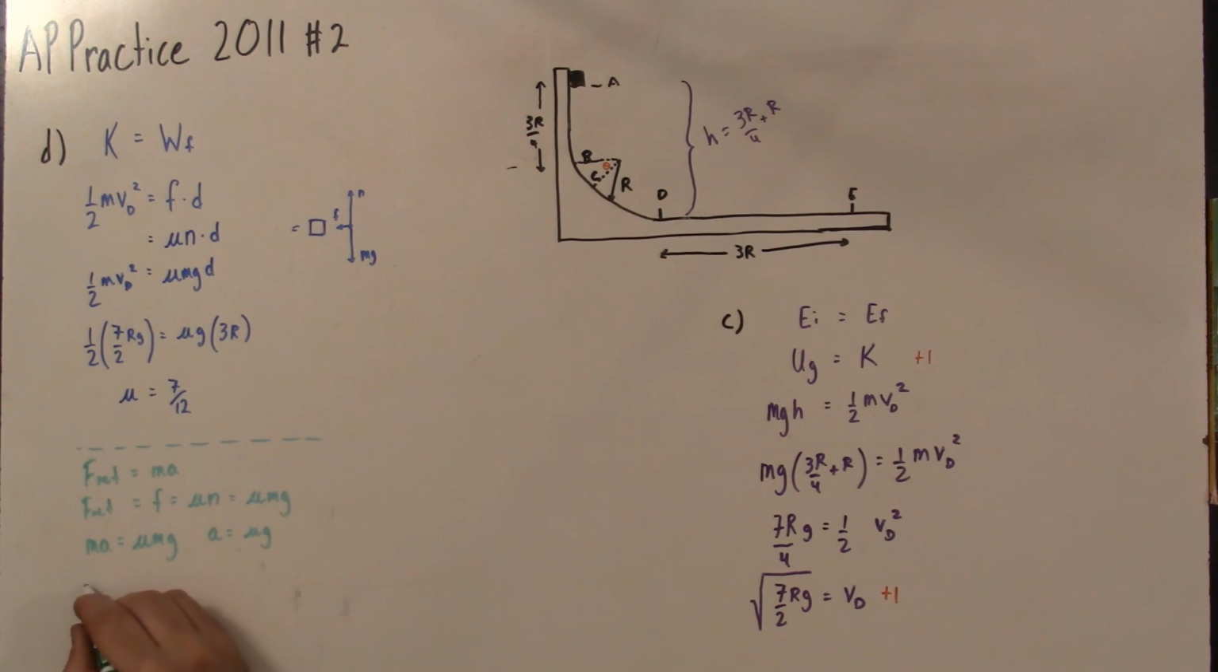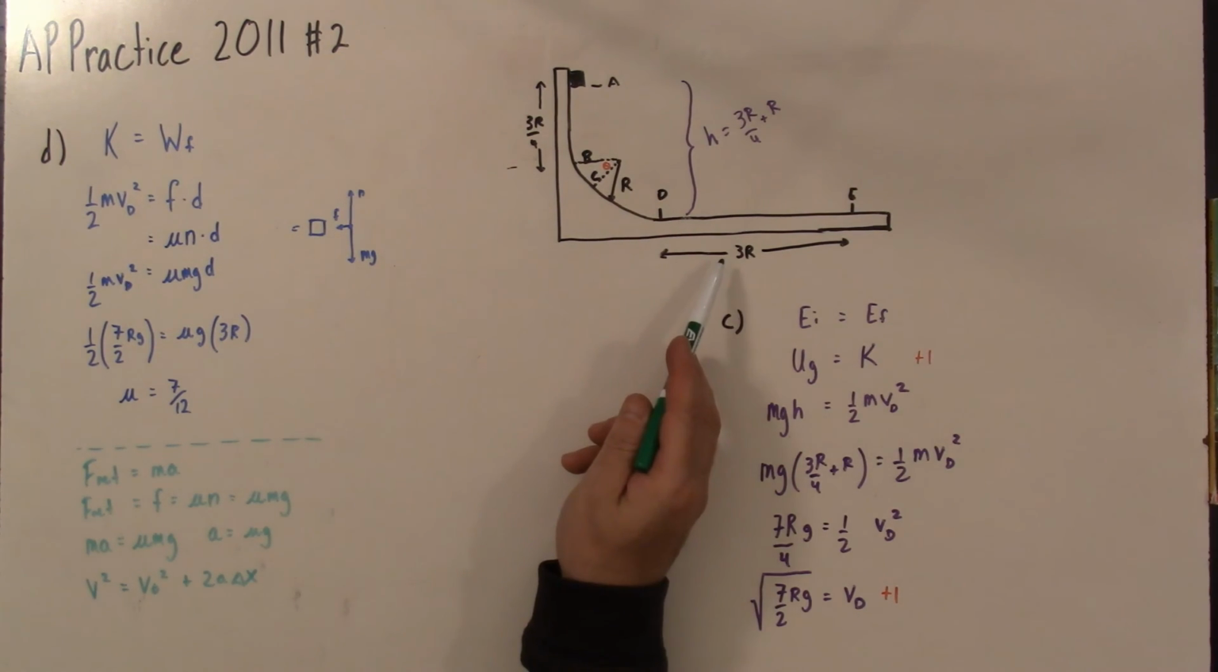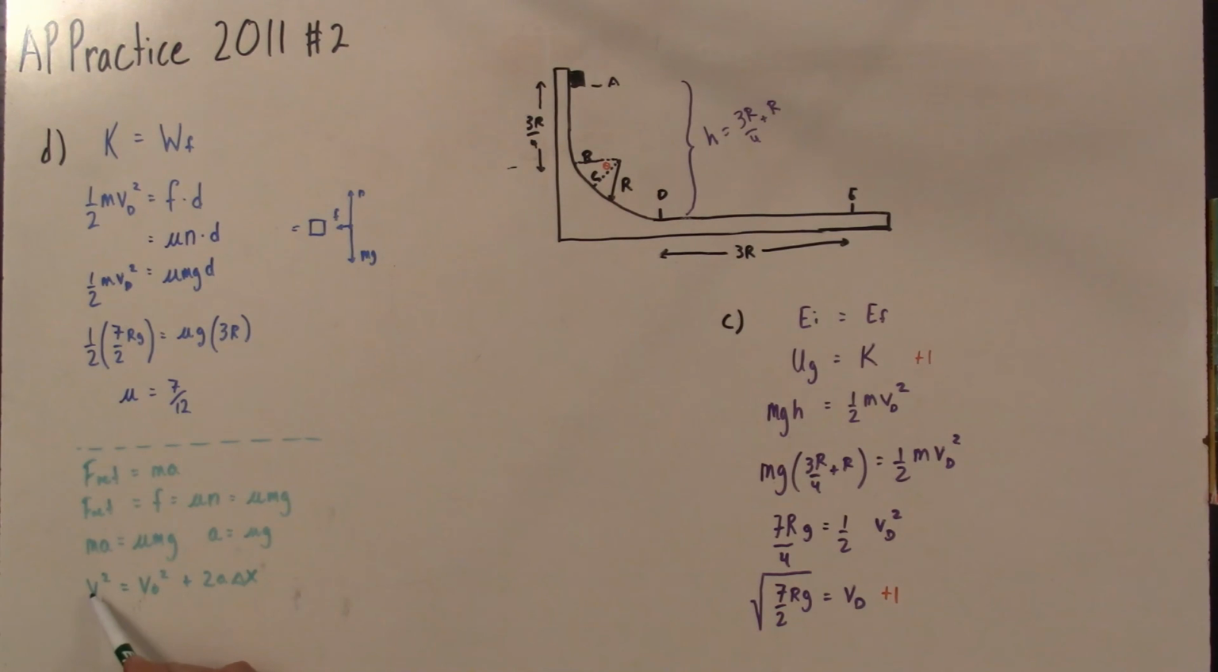If I think about this equation, v squared is equal to v0 squared plus 2a delta x, I can substitute my acceleration in here. My delta x is the actual d, which is 3r. It slows to a stop, so the final velocity is 0, and the initial velocity is right here. So I can actually solve for everything that I need here.